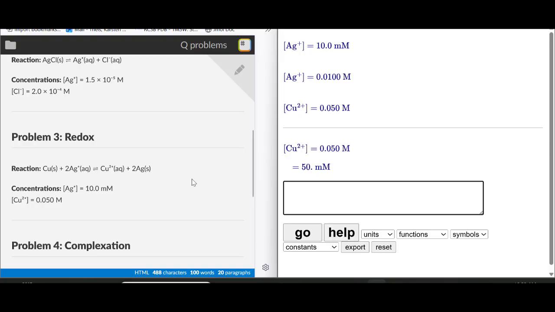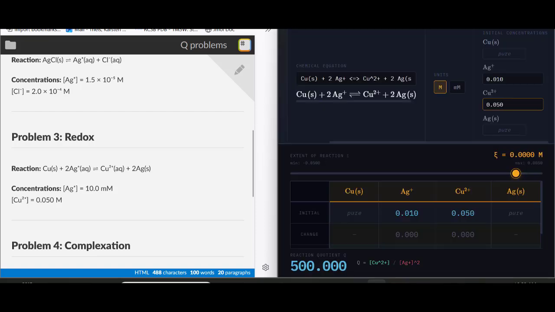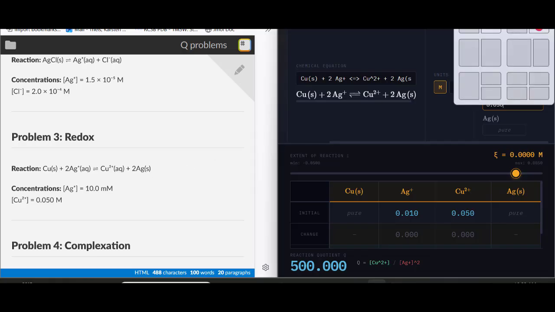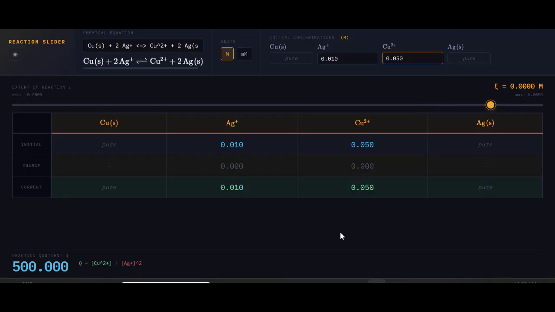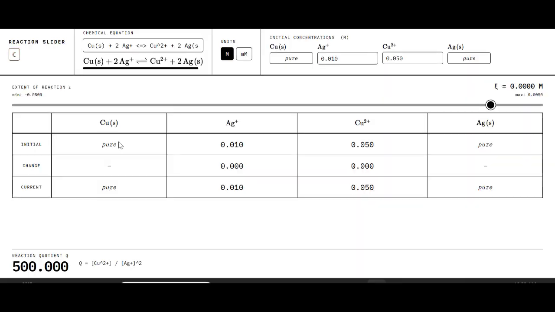Okay, so these were two examples of calculating Q. I want to quickly show you something that helps us with the next step. So let's make this a little bit brighter.